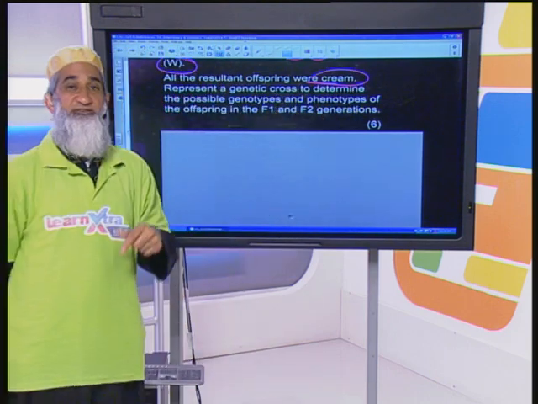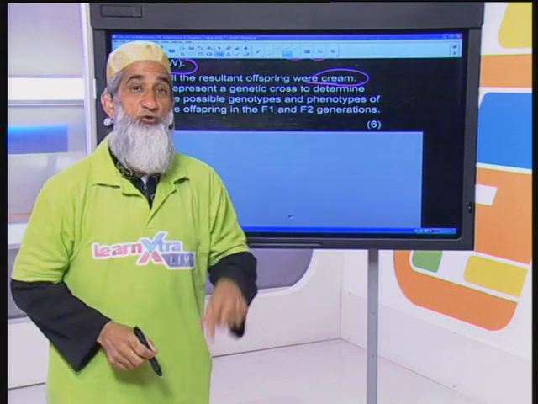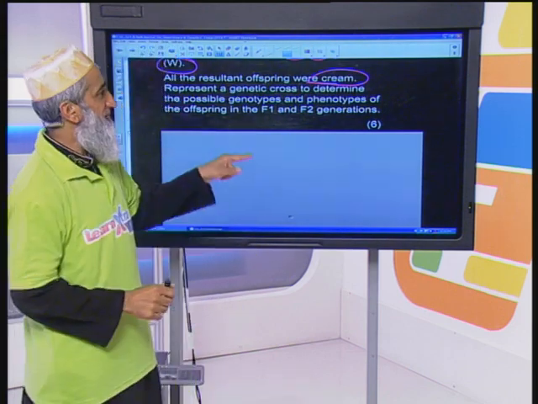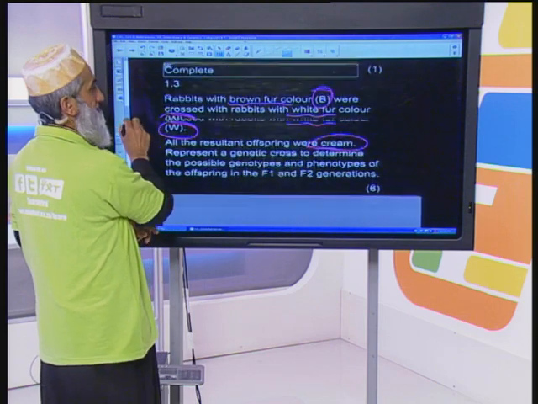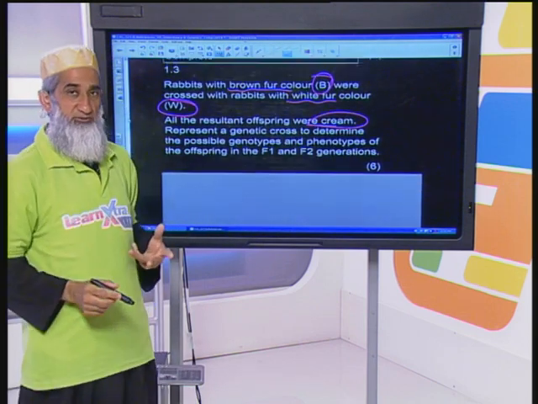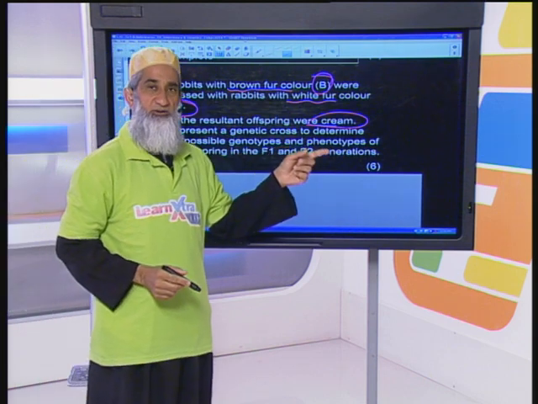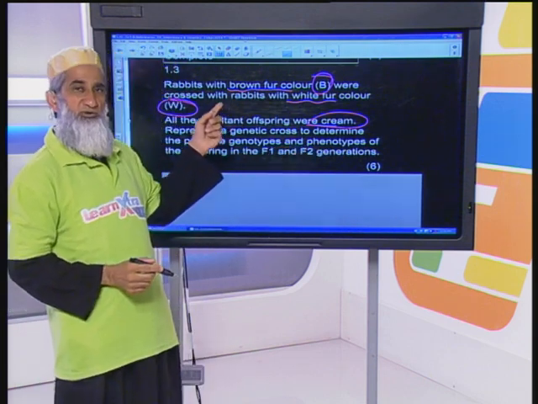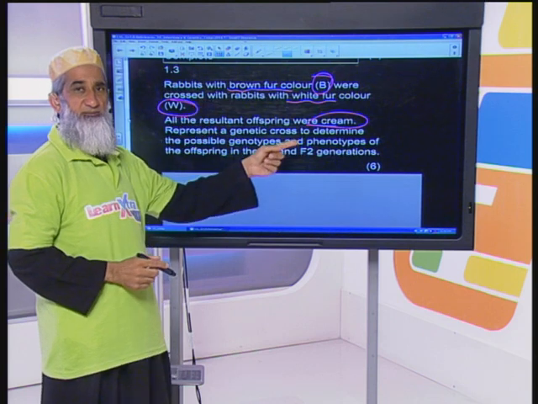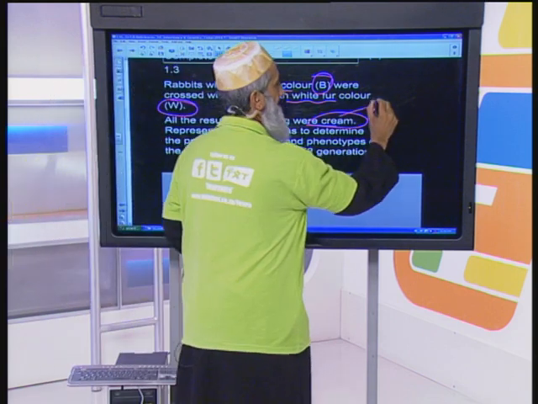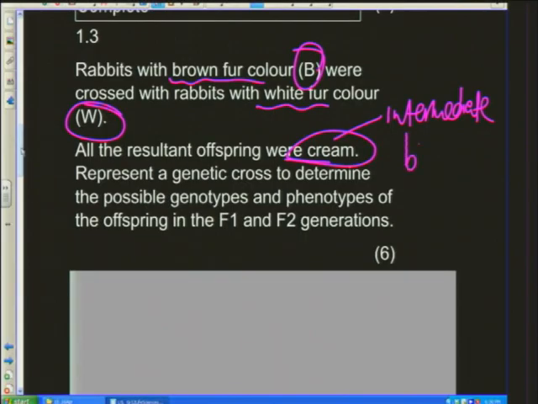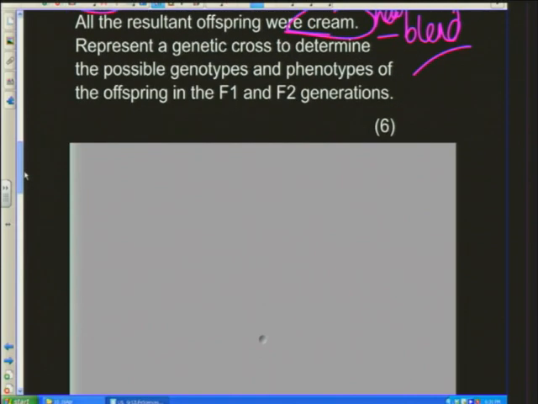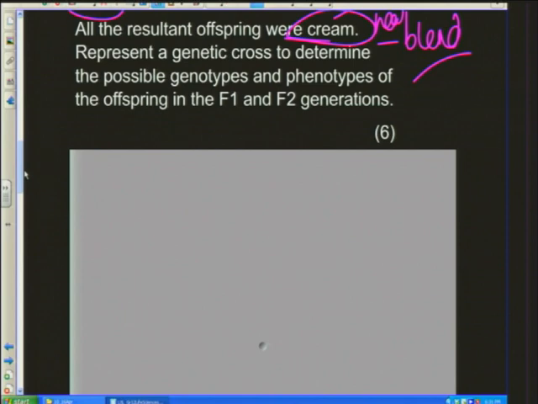I told you to differentiate between incomplete and codominance, you look at the offspring. If the offspring show both parental colours, in this case black and brown, then it's codominance. However, in this case, it's cream. The original parents didn't include cream. So cream is an intermediate. It's a blend. So already we must know that this is incomplete dominance.